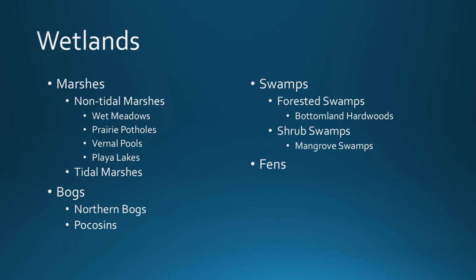So there are 4 major types of wetlands: marshes, bogs, swamps, and fens. And within each of these 4 major types of wetlands, there are subtypes. So like marshes, there are non-tidal and tidal marshes, and even within non-tidal marshes, there are specific types of non-tidal marshes. And each of these types of wetlands has a specific set of characteristics and a specific functionality and value to its community. And so I'm going to go over the 4 major types, but it's your responsibility to go through and look at the subtypes of wetlands.